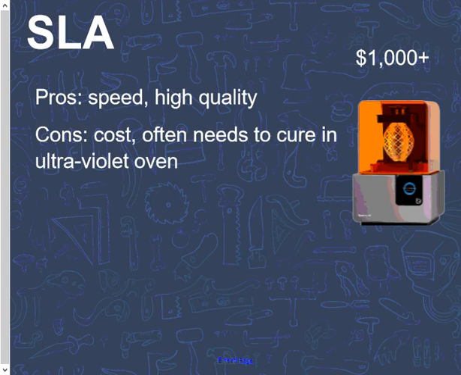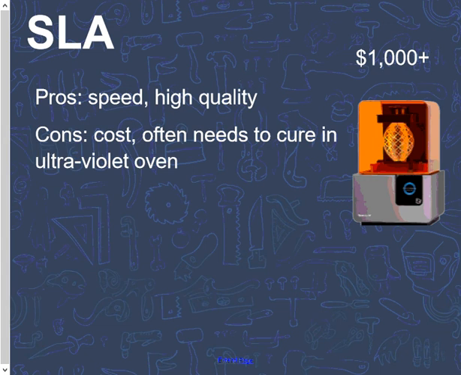The benefits of stereolithography are the speed and the high quality. This method is quicker than some of the other 3D printing methods, and it creates high quality prints. What that means is you don't see any lines on the print, you don't see any layer lines. You don't have to do as much finishing. You might not have to sand as much or repair as many defects as you might in other methods.